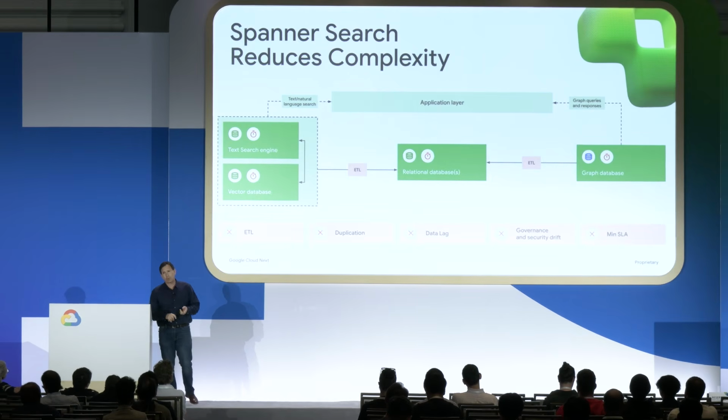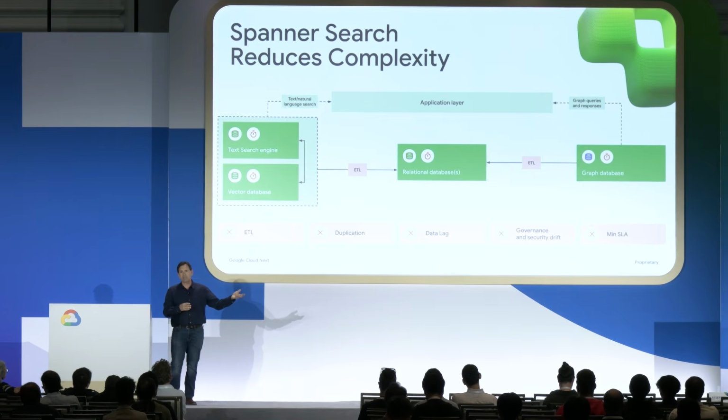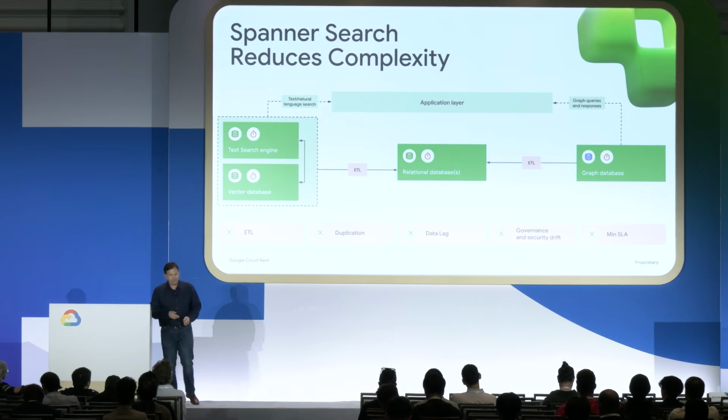And you also have to worry about ETL pipelines, duplicates, different copies of your data. Also, data lag is really important when it comes to search. You don't want to search stale data and have stale results just because it hasn't been copied over yet to the search system. So these are all different problems that Spanner can solve when you implement search on Spanner. And the same would go for graph.